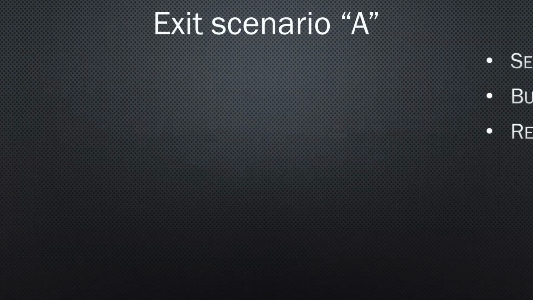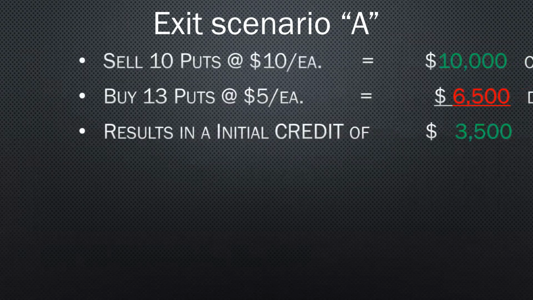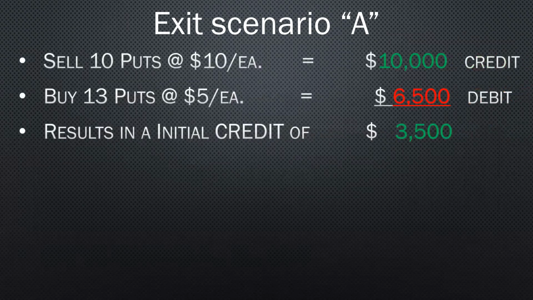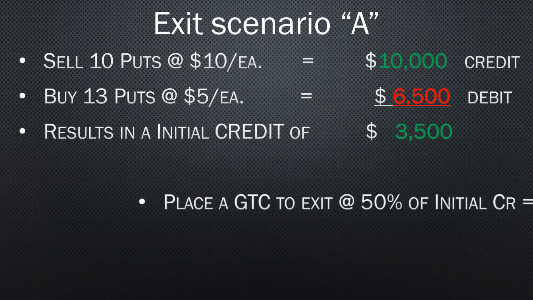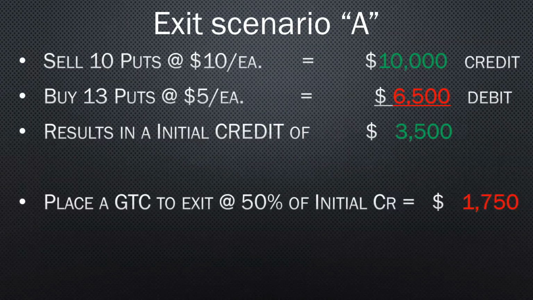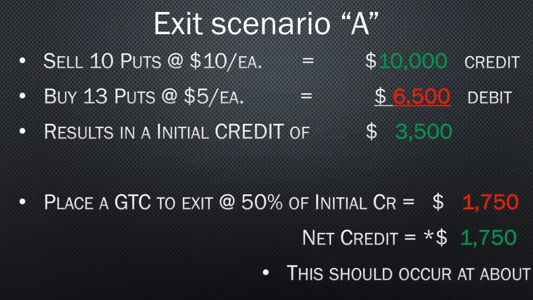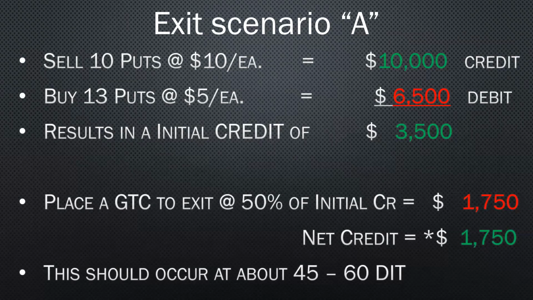All right, so exit scenario number A. This is the real basic exit. We're going to sell 10, we're going to buy 13, and we're going to end up with an initial credit of $3,500. Then we're going to place a good till cancel order to exit the trade entirely at 50% of the credit received. So we're going to put an order out there that will cost us $1,750 to close the entire trade, and we'll keep what's left over of the $3,500. That's going to be about $1,750.